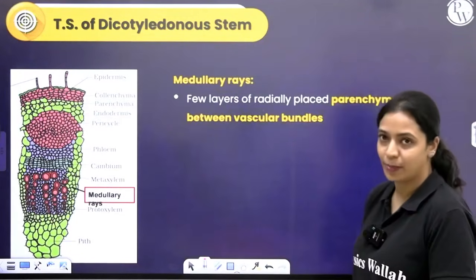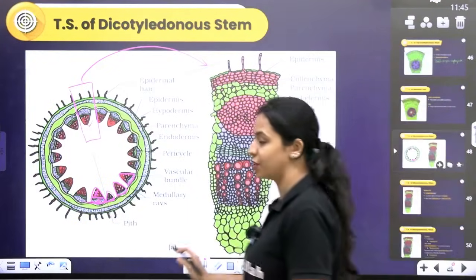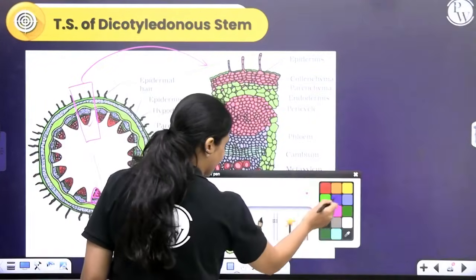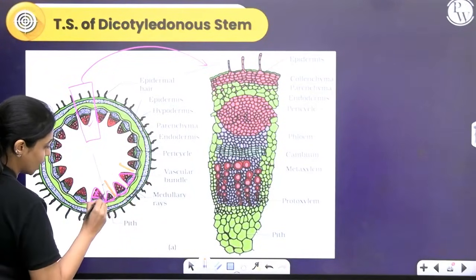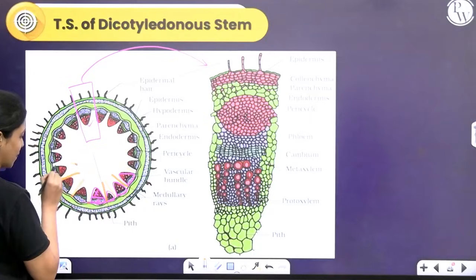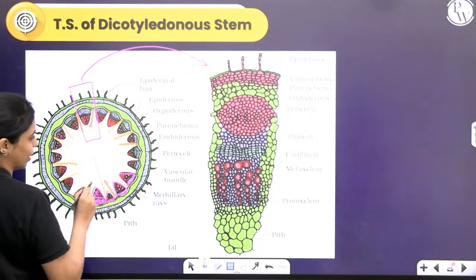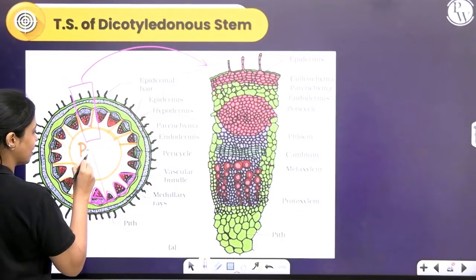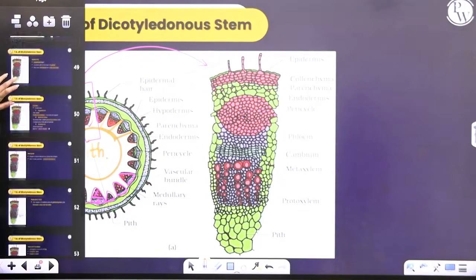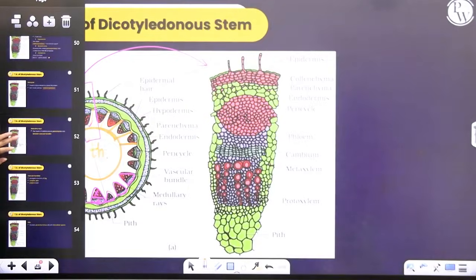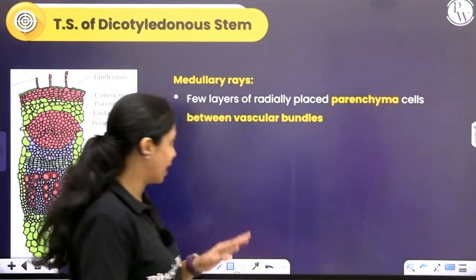Next, let's talk about medullary rays. I showed you how the vascular bundles are arranged in the form of a ring here in dicot stem. In between the vascular bundles, whatever parenchyma is present, that is called medullary rays. This is medullary rays. In the center, what is present? This is called pith. First, let's see medullary rays. Both medullary rays and pith are made up of what is it? Parenchyma itself.